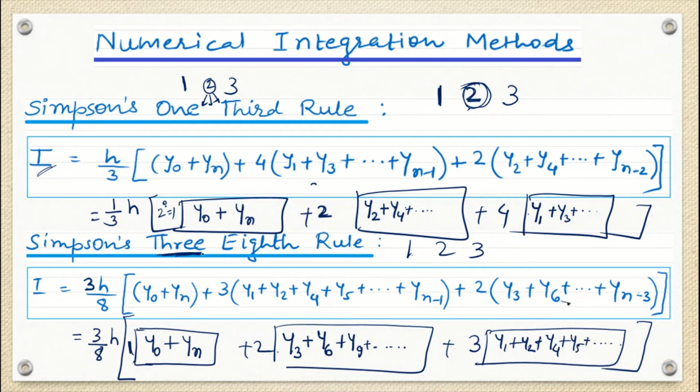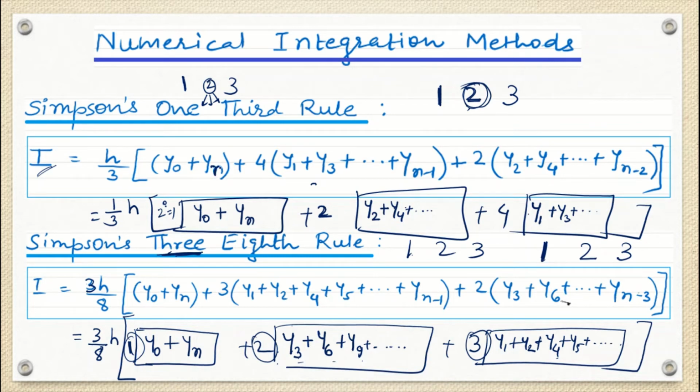So to write down the formula of Simpson's 3/8 rule, I'll just use the sequence 1, 2, 3. I'll write down here 1, 2 and 3. Here I'm going to give importance to 3. So in the second box, I'm going to use all those ordinates which are multiples of 3, and the third box will be having all remaining ordinates. So we have the rule for n also.